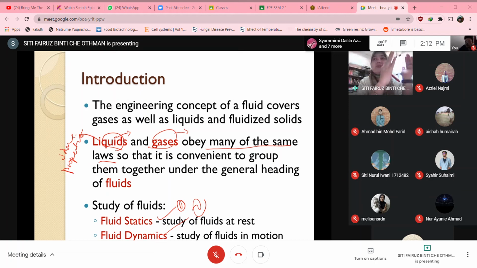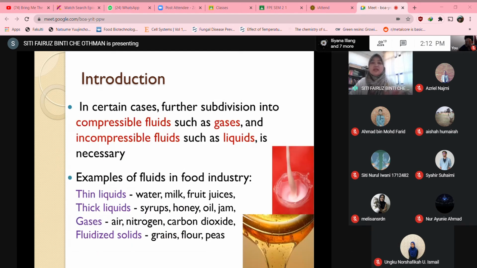To solve a problem that involves fluid dynamics, meaning that when you see the word dynamics, you immediately know there is movement involved. If it is static, there's no movement whatsoever. Later you will see and understand better, alright?